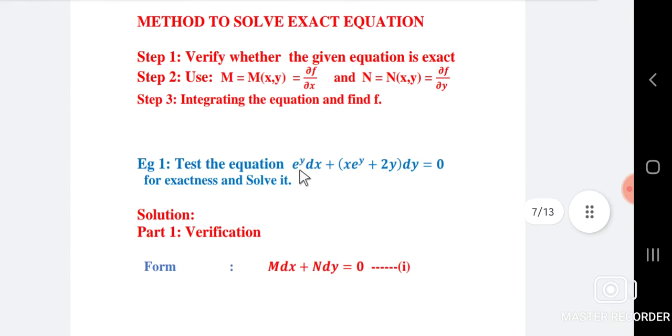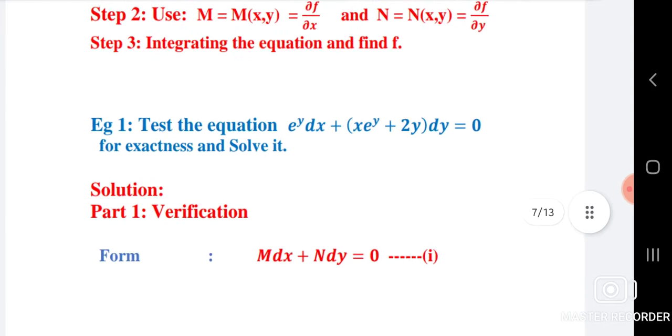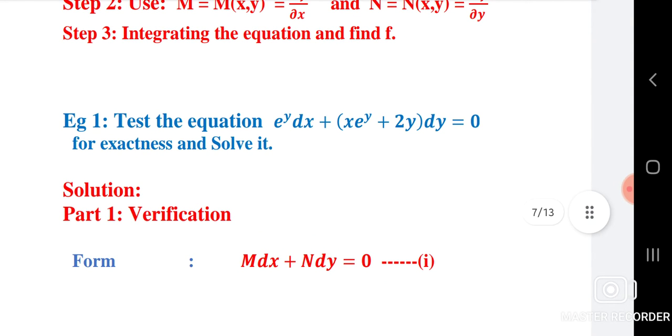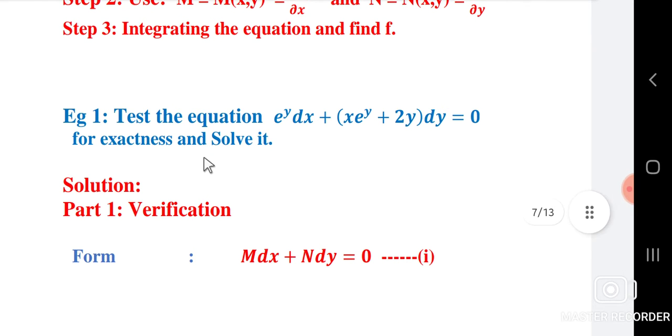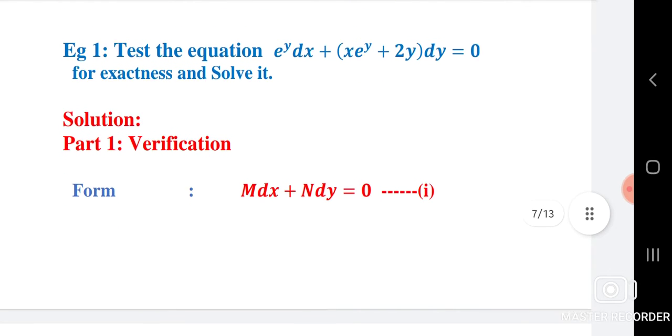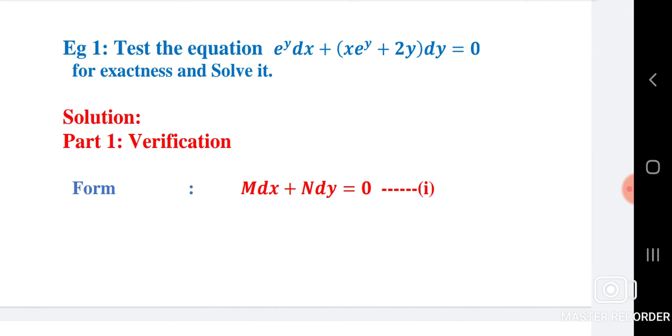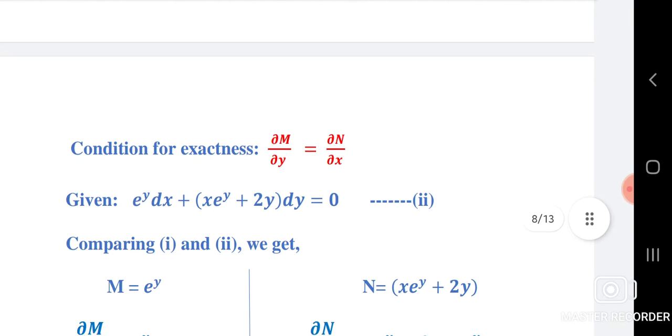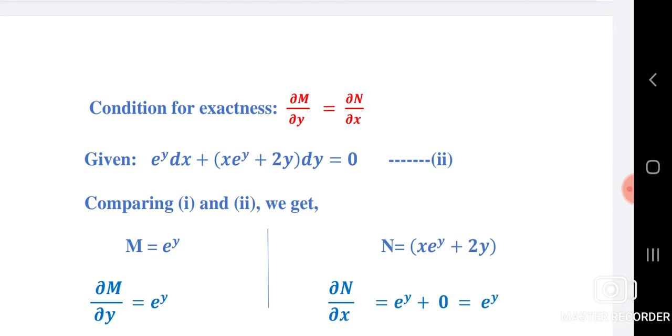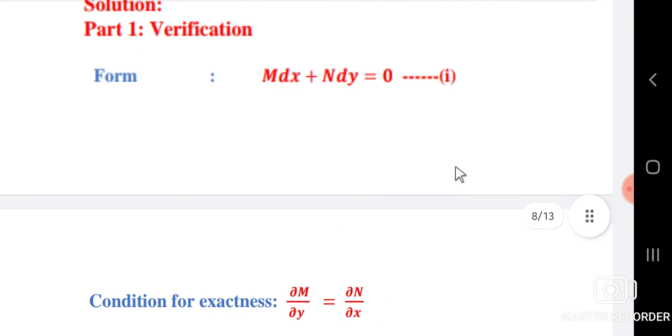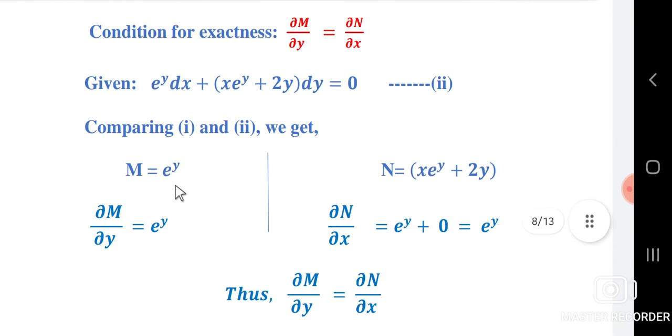So I take an example. Test the equation for exactness, and also we solve this equation. So as part 1, we have to verify this for exactness. First we write the form M dx plus N dy equal to 0. Then the condition for exactness is dou M by dou y is equal to dou N by dou x. We write the given equation as equation 2. Comparing 1 and 2, we get M is equal to e power y, N is equal to x e power y plus 2y.